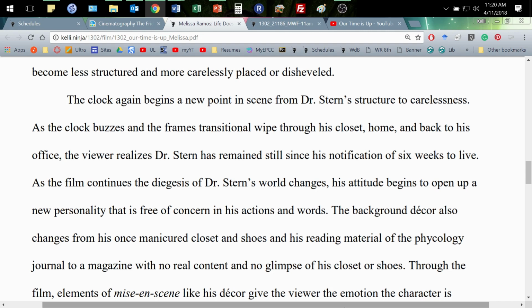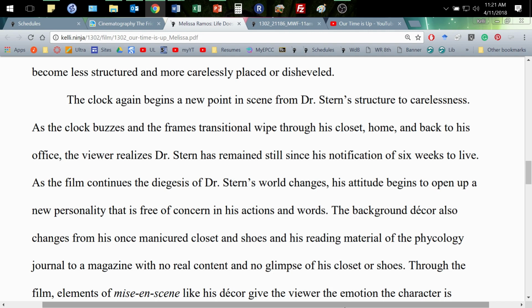the viewer realizes Dr. Stern has remained still since his notification of 6 weeks to live. As the film continues, the diegesis of Dr. Stern's world changes. His attitude begins to open up a new personality that is freedom from concern in his actions and words. The background decor also changes from his once maintained closet and shoes and his reading material of the psychology journal to a magazine with no real content and no glimpse of his closet or shoes.